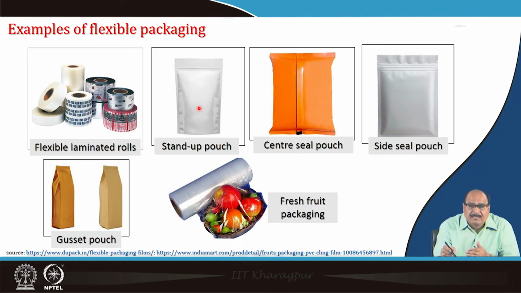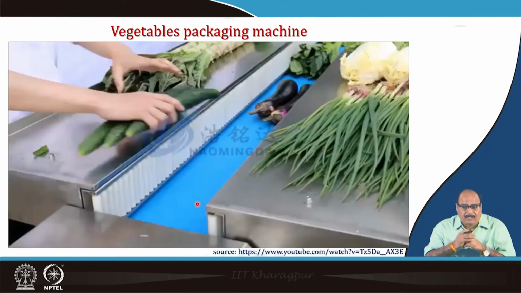Then center seal pouch, you can see here this is the center sealing. Then side seal pouch, here the sealing is done on the side. Then gusset pouch, or even fresh fruit packaging is done using these laminates, plastic, etc. So, these are some pictures showing the different types of packages which are used for packaging of fresh materials.